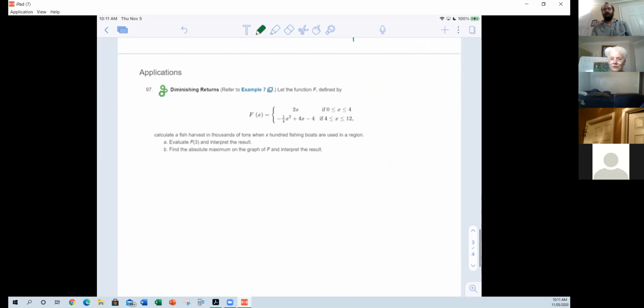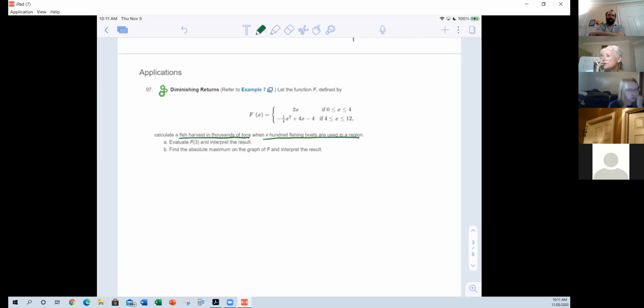Okay, diminishing returns. So these are kind of fun. Diminishing returns means that you reach a point of saturation and then you start losing money or you stop producing what you want. So in this case, it says F is defined by this, and it calculates a fish harvest in thousands of tons when x hundred fishing boats are used in a region.